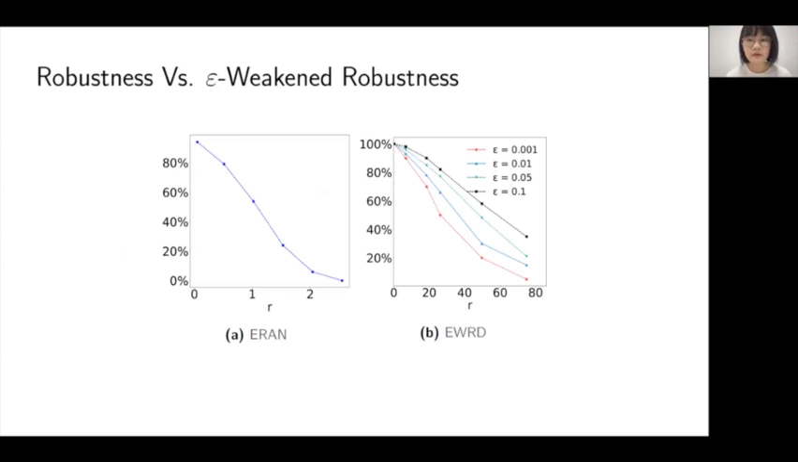Here is a comparison of the traditional robustness analysis results and the epsilon robustness analysis results for a neural network. ERAN is a conventional robustness verification tool, and EWRD is our epsilon robustness analysis tool. We can see that perfect safe radius reported by ERAN are usually very small. However, if a small proportion of adversarial examples is allowed, even 0.001, the epsilon robust regions will become much bigger.